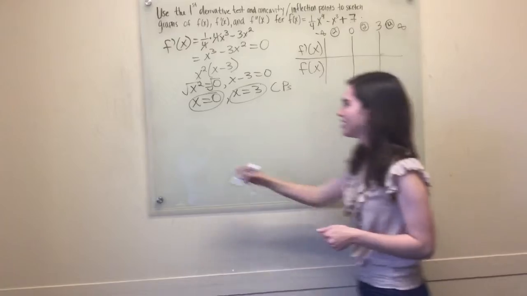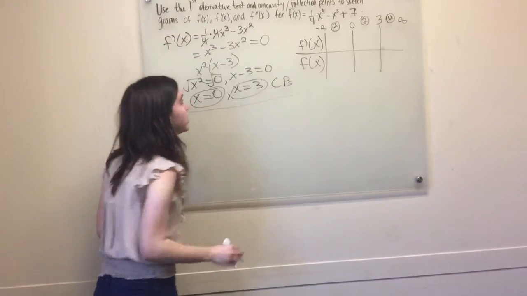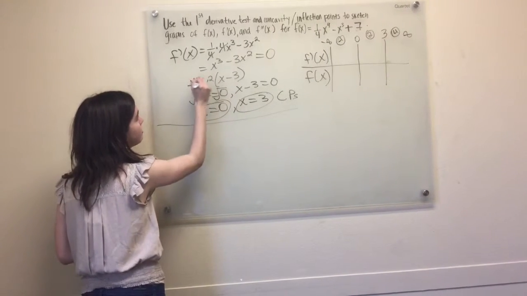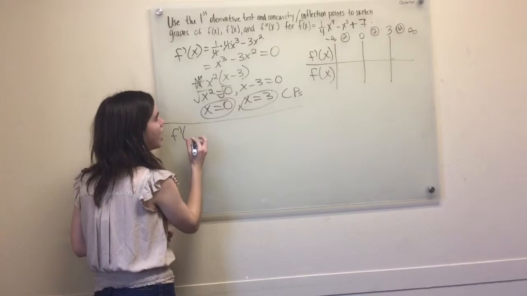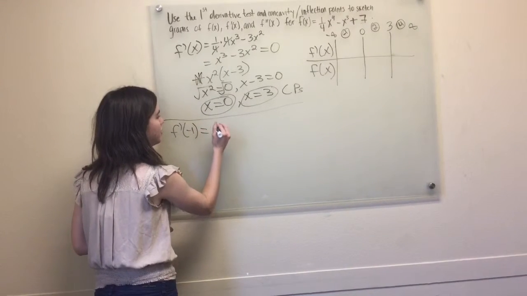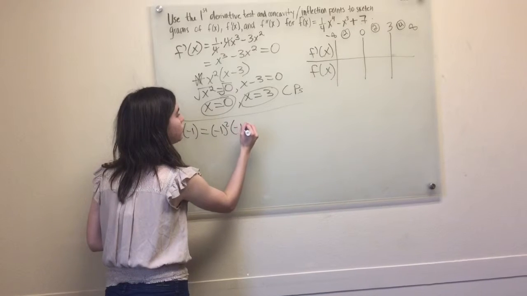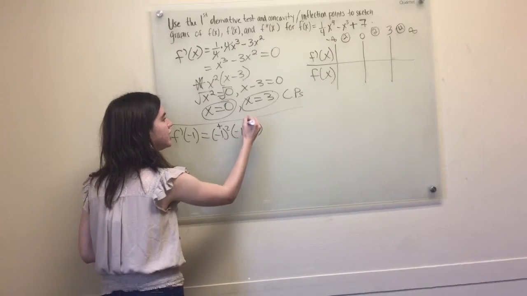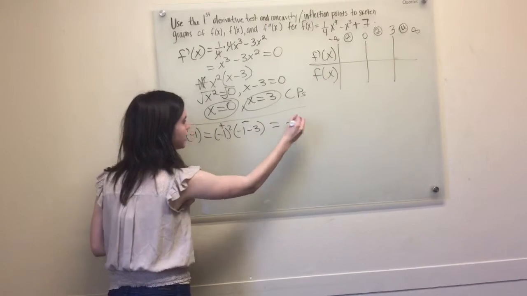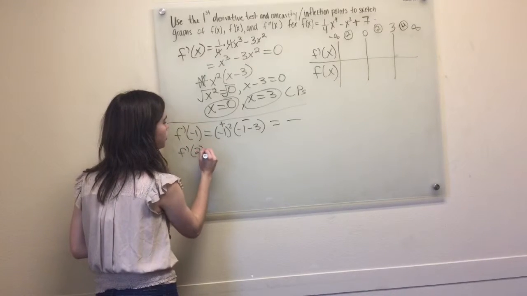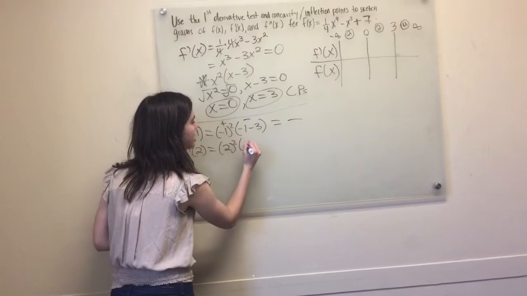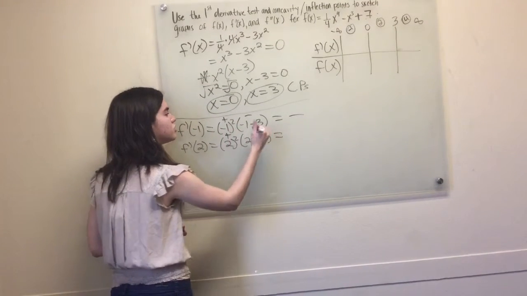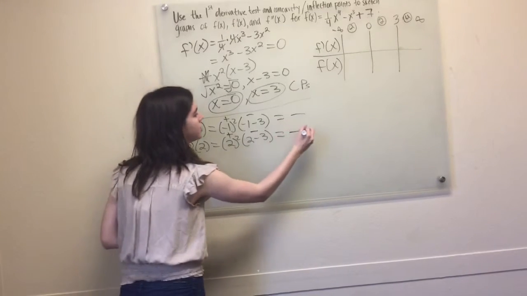All right. So now that we found the numbers we are going to plug in, we plug them into the f' function. When we plug in -1, it would be (-1)^2 times (-1 - 3). (-1)^2 becomes a positive, and -1 - 3 is a negative, so a positive times a negative is a negative. Then when we plug in 2, we get 2^2 times (2 - 3). 2^2 is positive, and 2 - 3 is a negative, so the result is negative.